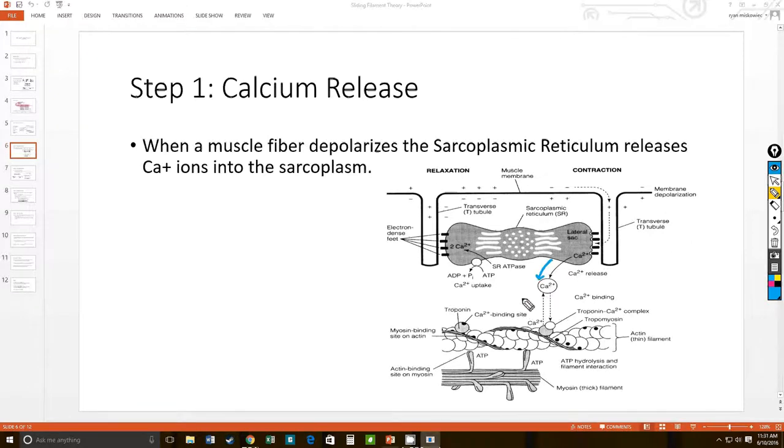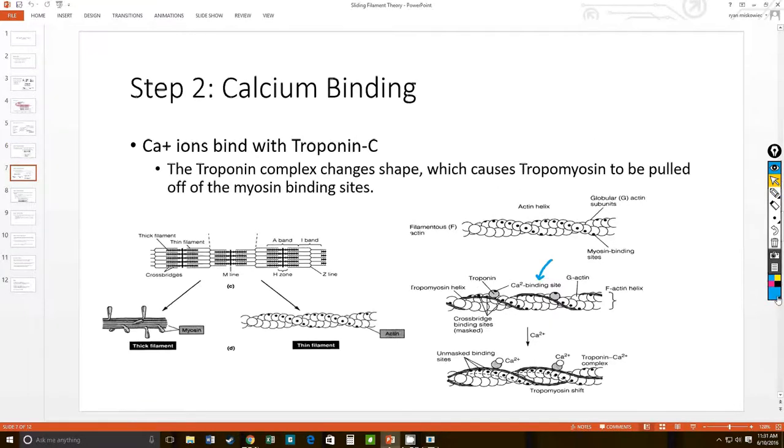into the sarcoplasm. The sarcoplasmic reticulum is an organelle within the muscle fiber that runs the length of it. Once it gets a depolarization, once it gets a signal from your nervous system, it's going to release calcium. That's step one. Calcium hits the sarcoplasm. Step two, that calcium. Calcium is said to be the on-off switch for the whole process.